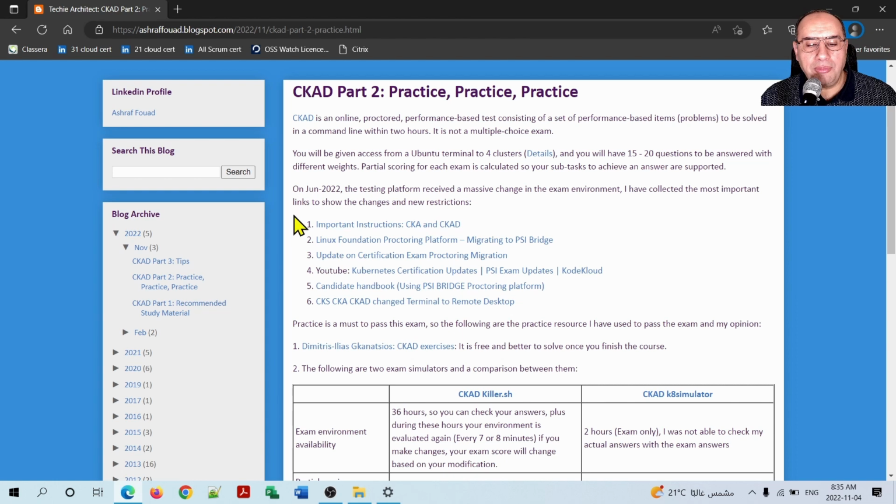A major change happened in June 2022 related to the terminal you will do the exam from. Previously it was from Chrome, and now they have the PSI Bridge, which is actually a very big browser. I think I downloaded 380 megs in order to run this browser or emulator. I collected most of the knowledge about this PSI Bridge here.